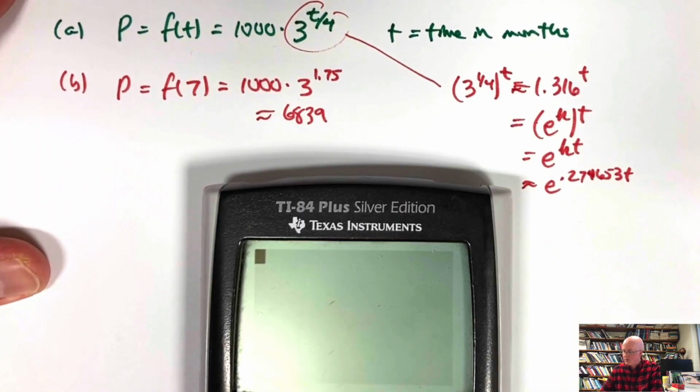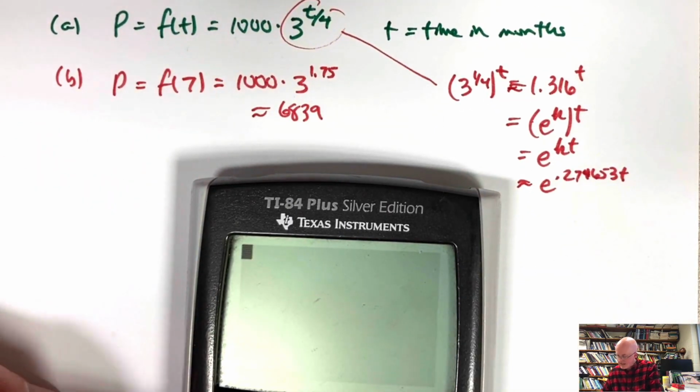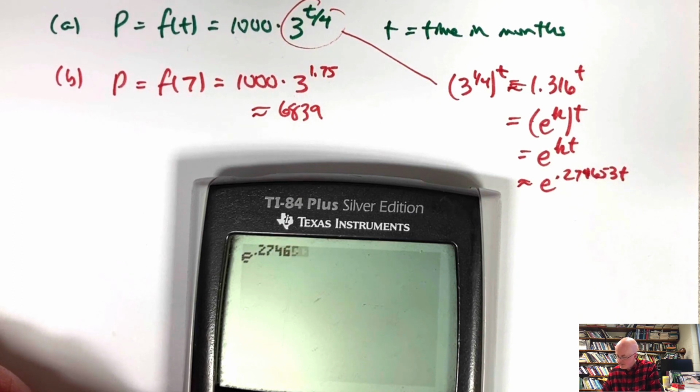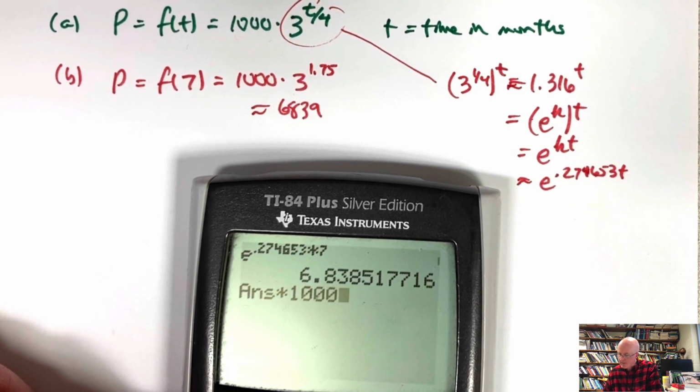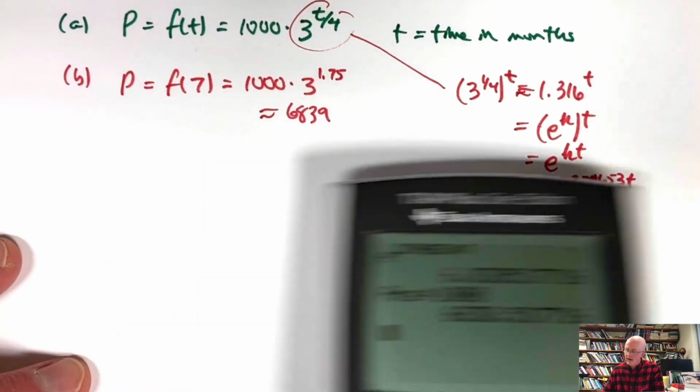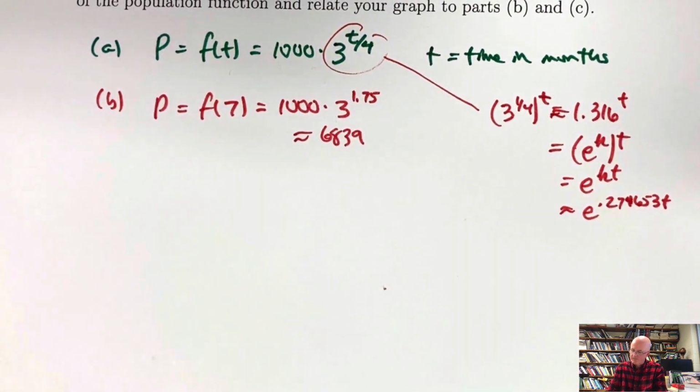And yes, these formulas do work as well. For example, e to the 0.274653 times 7 power, and then times 1,000 gives us the same answer of 6839 in the end as well. Okay, these formulas work too.